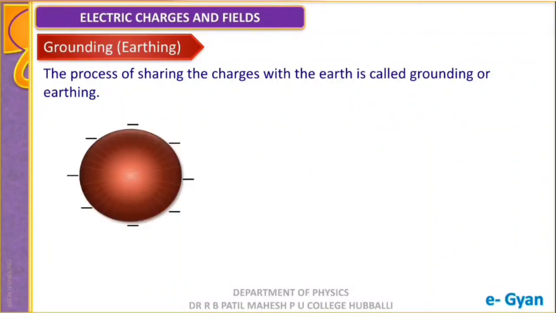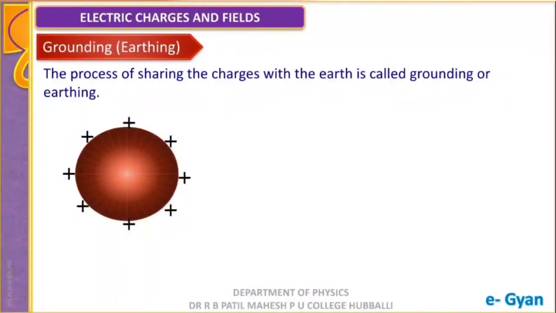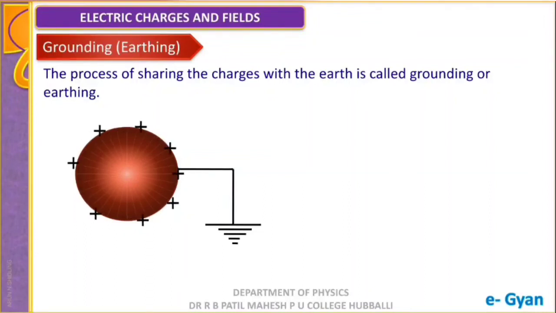Here I am taking a conductor which is negatively charged. If I connect this to ground, that is, if I do earthing for this, then these charges will flow to the earth. That means they are all shared with the earth. So the conductor becomes neutral. The excess charges are sent to the earth. Similarly, if there are positive charges and we connect it to the ground, then all the positive charges try to flow to the earth.